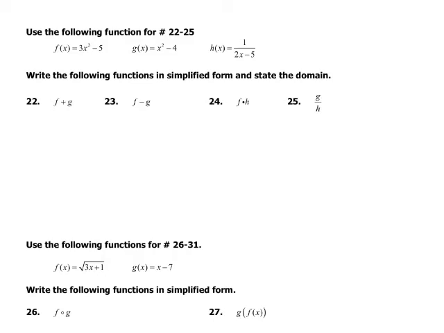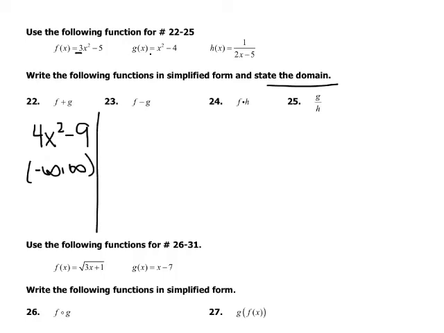Alright, f plus g is 3x squared plus x squared is 4x squared minus 9. It does state the domain, or say to state the domain, so that's negative infinity to infinity. So it's just a polynomial. F minus g. So 3x squared minus x squared is 2x squared. Negative 5 minus negative 4. And so negative 5 plus 4 is minus 1. This is, again, all real numbers.